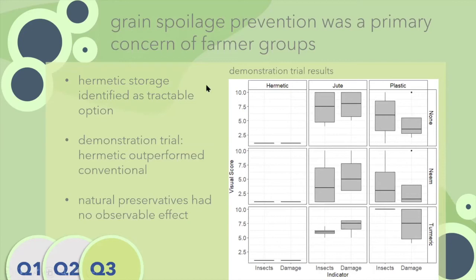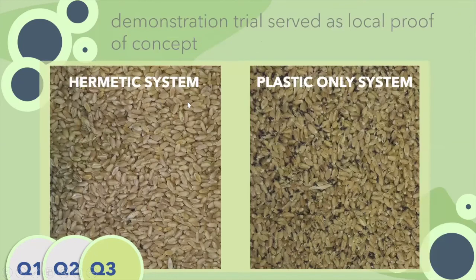So we conducted a demonstration trial in partnership with a local agricultural science center and tested hermetic storage sacks against the conventional jute and plastic sacks in combination with a range of natural additives, from none to local neem leaves and turmeric powder as bioprotective agents. And we determined that hermetic storage far and away outperformed the conventional systems, and that the natural preservatives had really no observable effect.